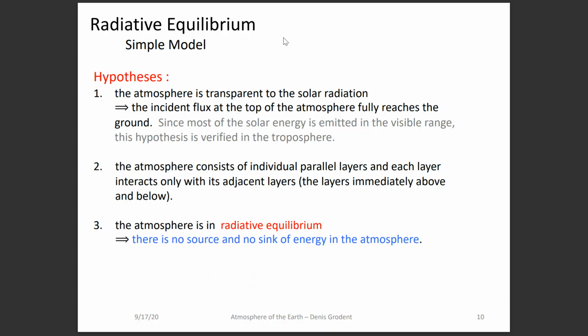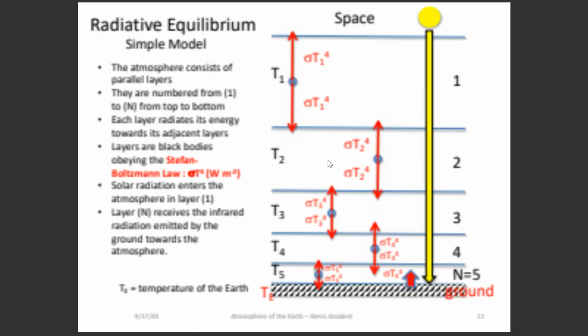The atmosphere is transparent to the solar radiation, and the top-of-atmosphere radiation fully reaches the ground. So remember the bell-shaped curve of the sun, which emits mostly in the visible range. So we can assume that it is mainly correct. So 40% of the emission of the sun is in the visible range. The second assumption was individual parallel layers. So we completely neglect the fact that the Earth is spherical. We assume that each layer interacts only with adjacent layers. We assume that the atmosphere is in radiative equilibrium, with no source of energy in the atmosphere.